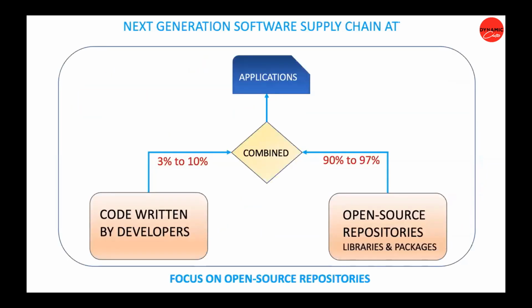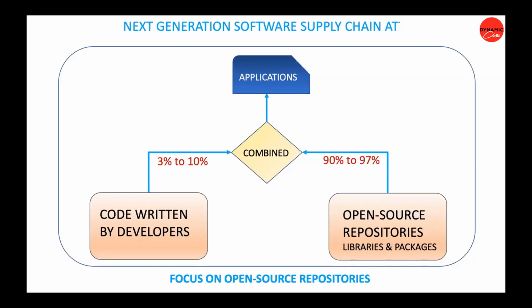In today's application development, a software coder writes very little code. Only 3% to 10% maximum. If an application has 100 lines of code, just about 3 to 10 lines will be actually written by the developer. 90 to 97 lines are just picked up from open source repositories and combined together to form the application. And that is the modern way of application development.